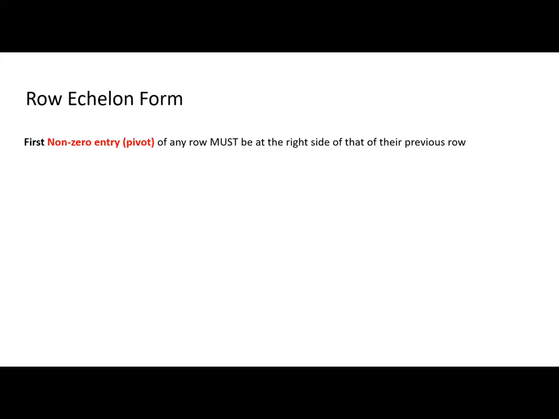So the second method, which is more general, is called Gaussian elimination. And before I talk about it, let's do a very quick review of row echelon form. What is a row echelon form? If A is in row echelon form, I'll just say REF, it means that the first non-zero entry of a row, which we call the pivot, of any row must be on the right-hand side of the pivot of the previous row.